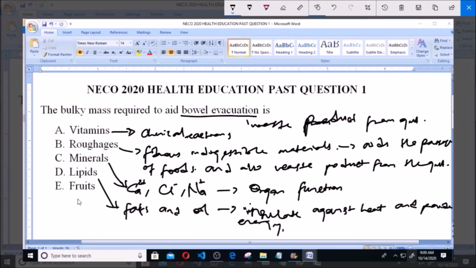Then option E here says what? Fruits. Now, fruits consist of vitamins, roughages, and so now the correct answer to this question is actually option B, like I have described. Roughages. I said roughages are fibrous indigestible materials. They aid the digestion of food and also aid bowel evacuation, that is, removal of waste products from the guts. And so option B, roughages, is the answer to this question.